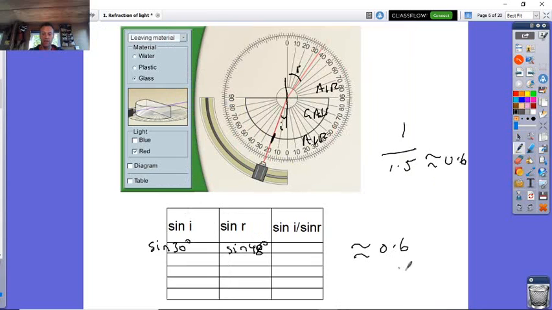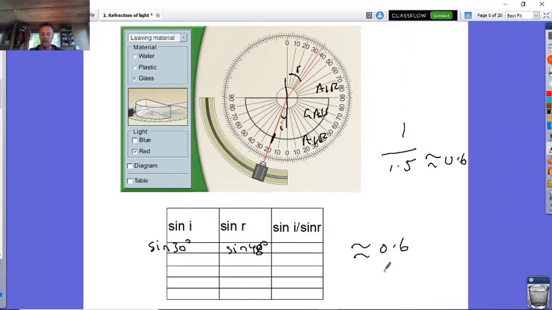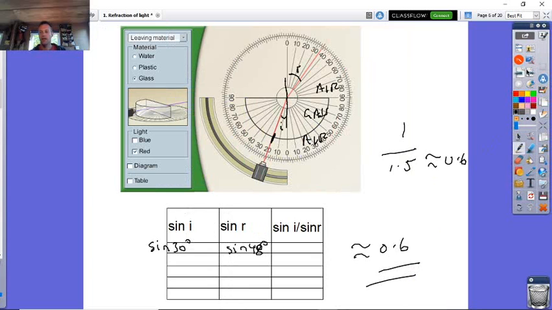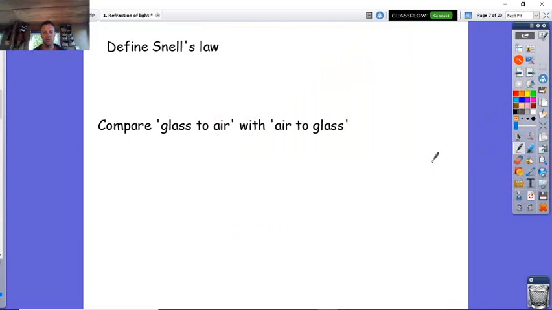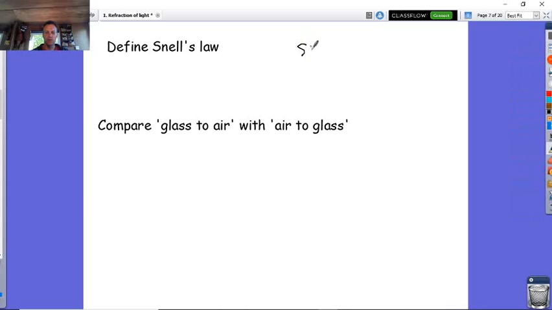He then went the other way around, going from glass to air. For glass, he found roughly about 0.6 each time. Hence, he came up with Snell's law. What he realized was the sine I divided by the sine R was always roughly constant. He then called that n the refractive index.